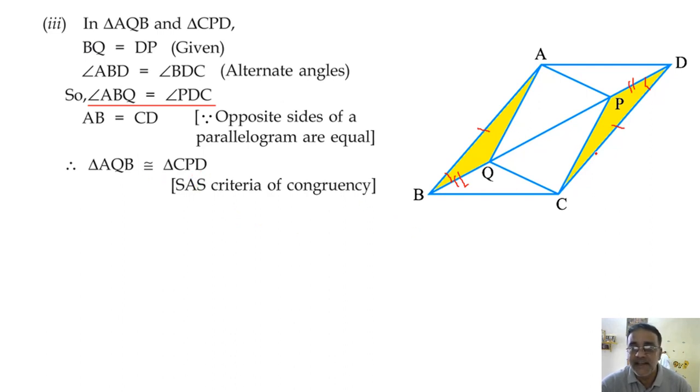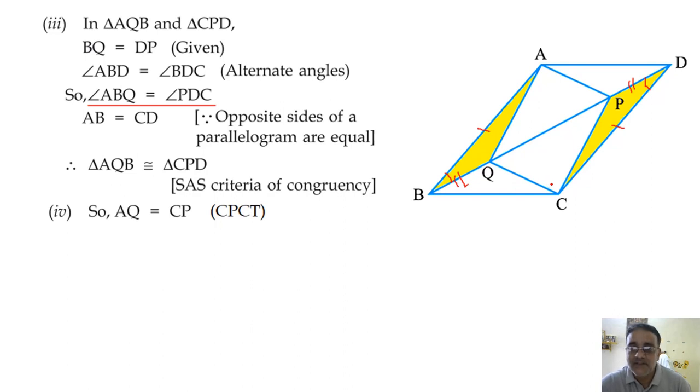Now if these two triangles are congruent, we also have to prove the fourth bit: AQ is equal to PC. So that will also hold. Why? CPCT. Right, CPCT.